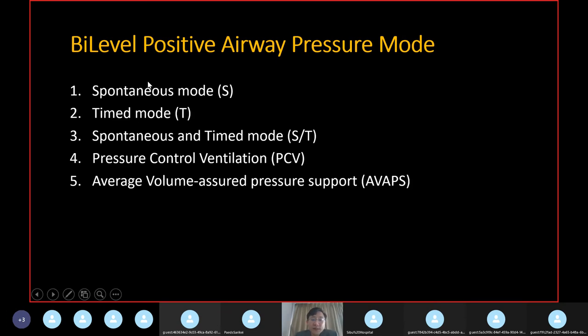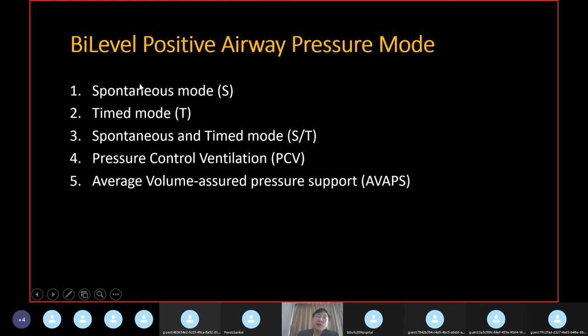So let's first look at what each mode is all about. Spontaneous mode. Basically, in spontaneous mode, whatever you need to set is the pressure support and also the PEEP, without the rate. But some machines do give you a backup rate.